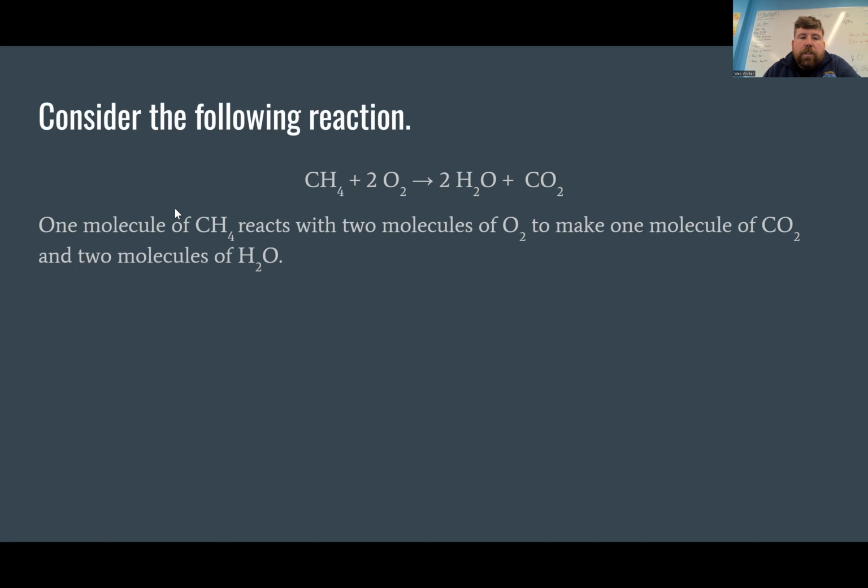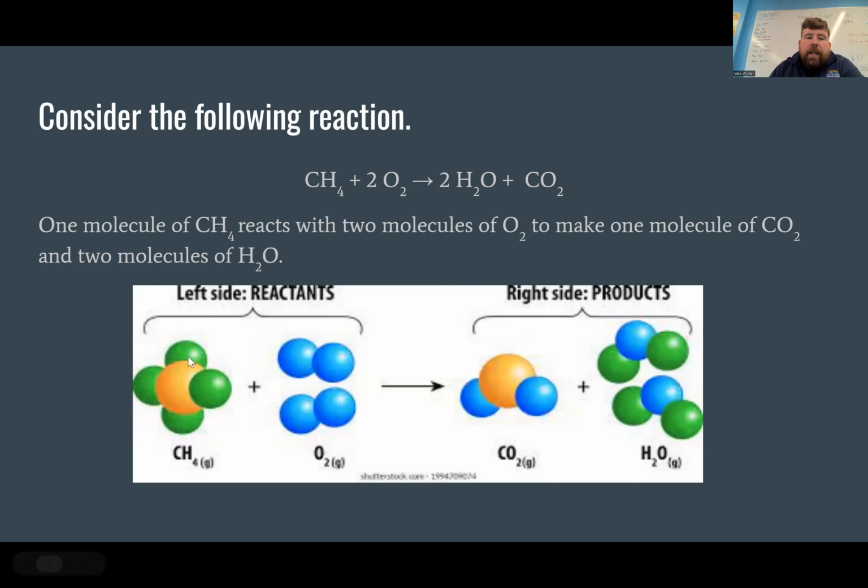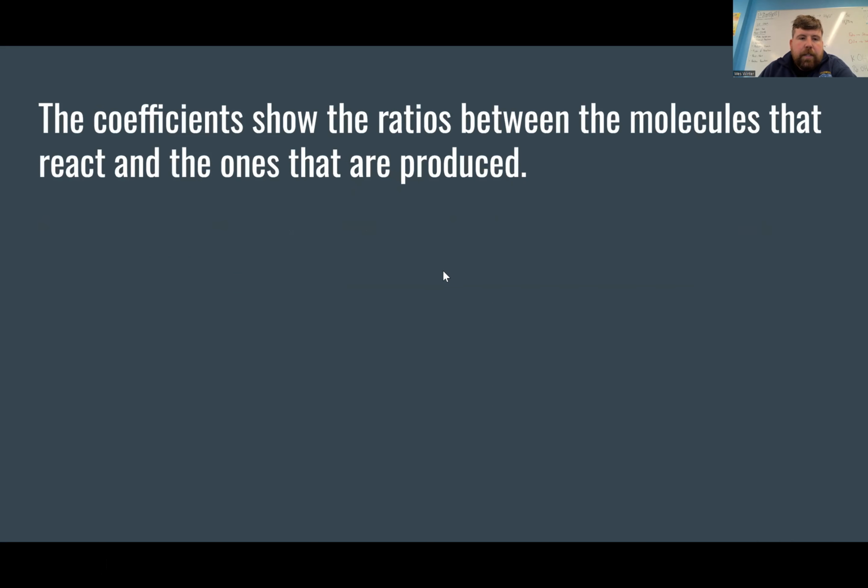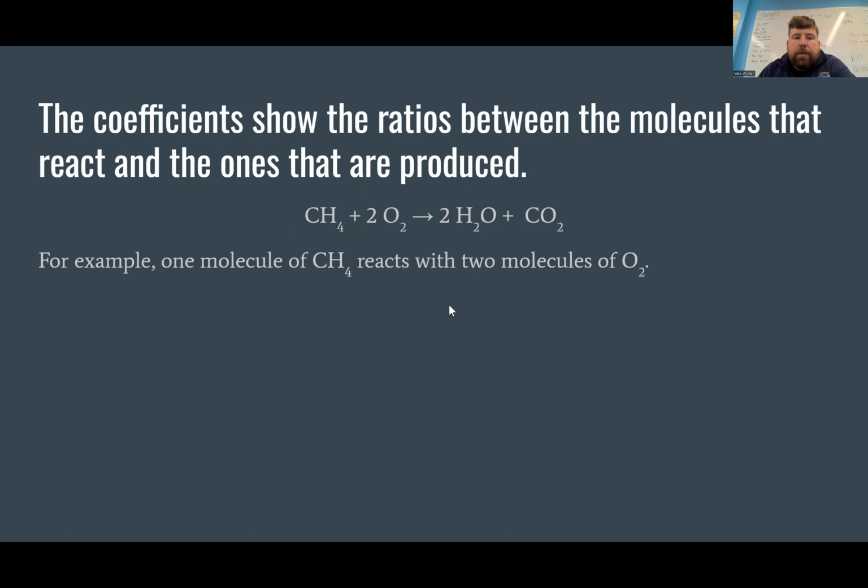So those coefficients are telling us certain things here. And once again, the coefficients correspond to the relative number of particles on the reactant and product side. So this is just a little bit of review. Hopefully there's nothing new here. So the coefficients show the ratios between the molecules of reactants that are reacting and the ones that are being produced. For example, one molecule of CH4 will react with two molecules of O2.